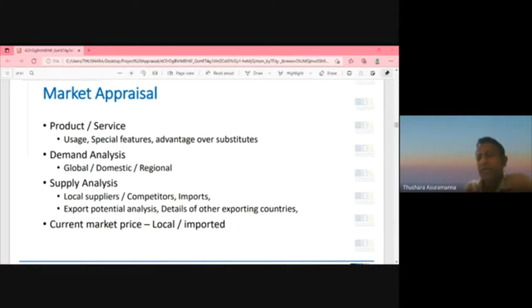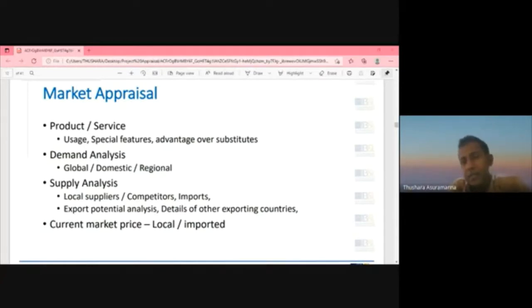So that's basically how you need to do it in the market appraisal. We try to assess the market position with respect to the project output. In order to do that, we try to use non-financial tools, and the checklist is here.